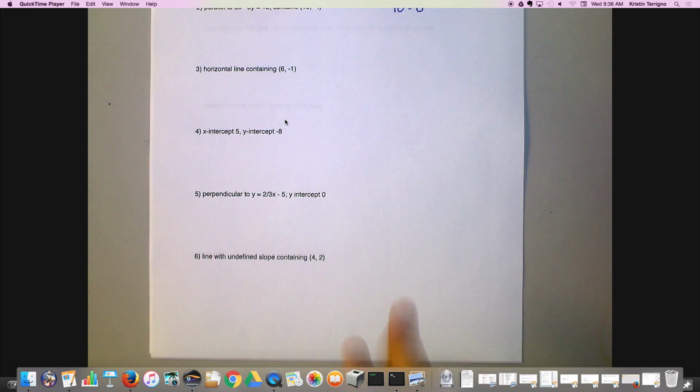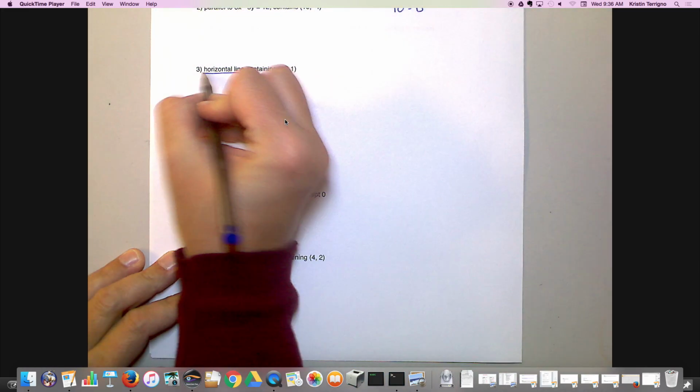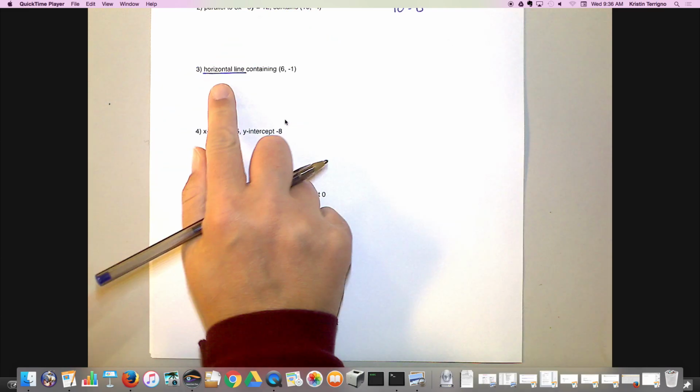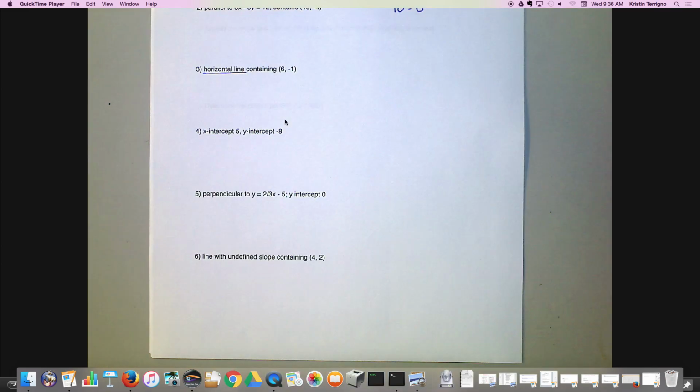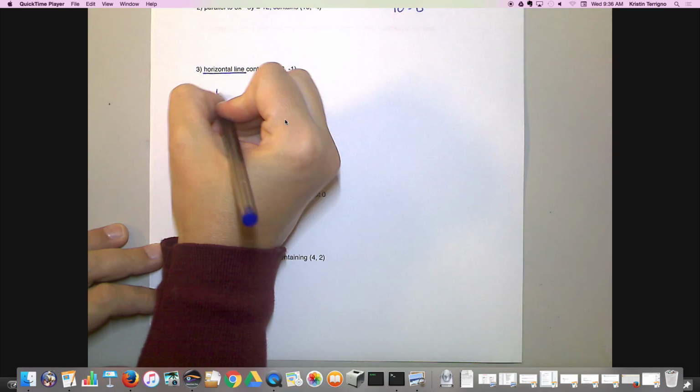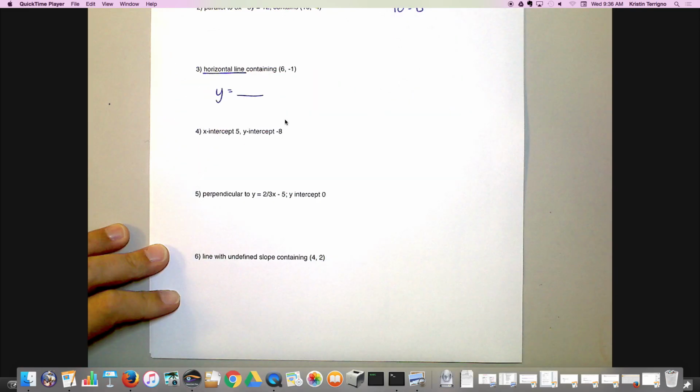So look at example 3. Horizontal line containing 6, -1. As soon as you see this, I want a red flag to be jumping into your mind here. Horizontal line. What do we know this equation is going to look like? It's y equals a number, right? If it's horizontal, it's y equals a number. I want that to jump into your head right away and for you to throw out everything else, because when it's a horizontal or a vertical line, we don't have to worry about doing any of that other junk, right? I just know that my equation is going to be y equals something.